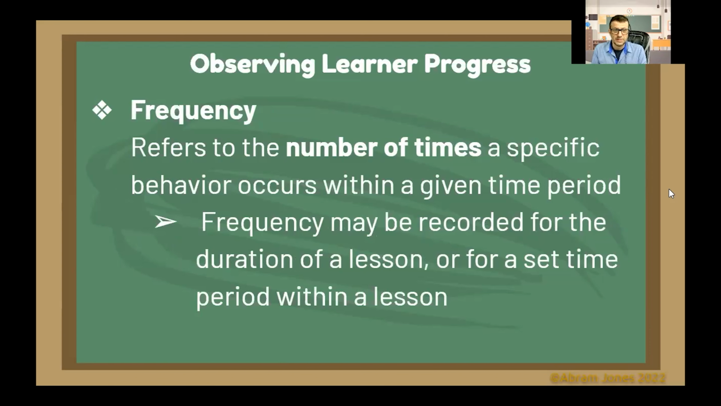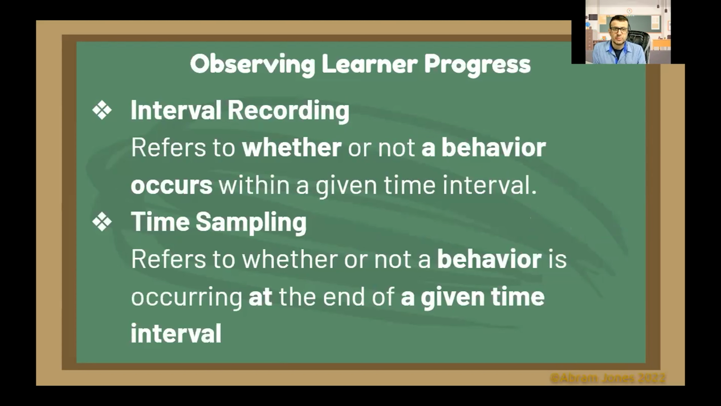How about frequency? Frequency is the number of times a specific behavior occurs within a given time period. Frequency can be recorded for the duration of a lesson, the whole lesson, or just for a set time period within a lesson. Okay, let's talk about interval recording and time sampling. Interval recording refers to whether or not a behavior occurs within a given time interval. Okay, so back to my looking at the clock thing. Between 1:30 and 1:35, he didn't look at the clock.